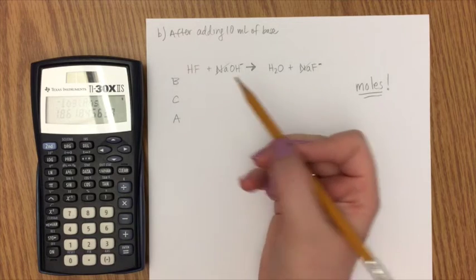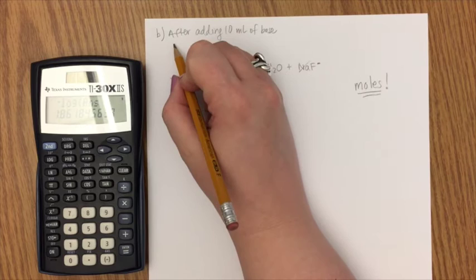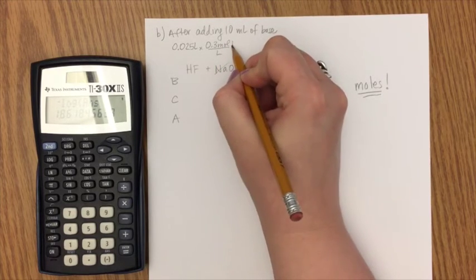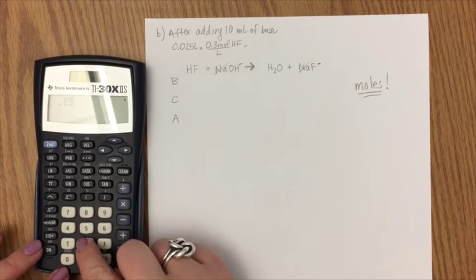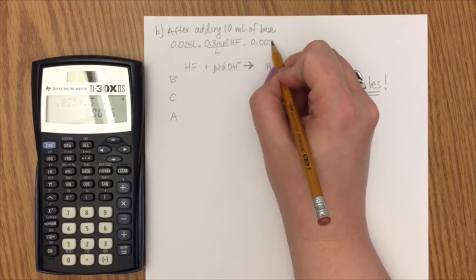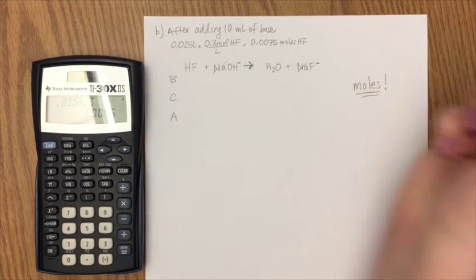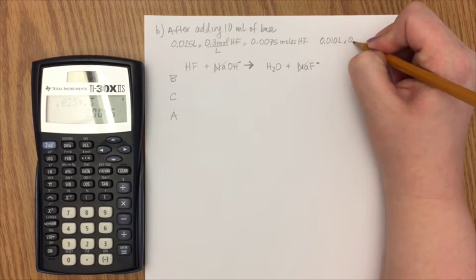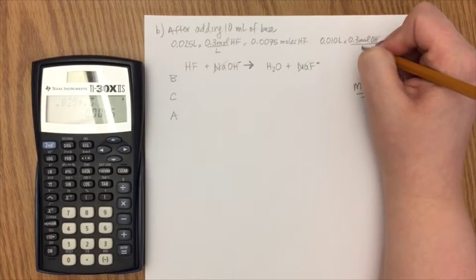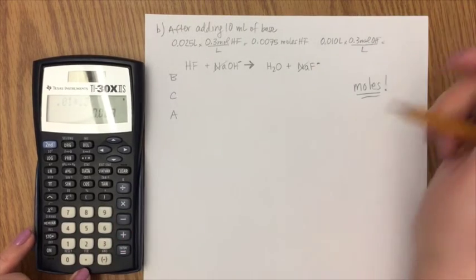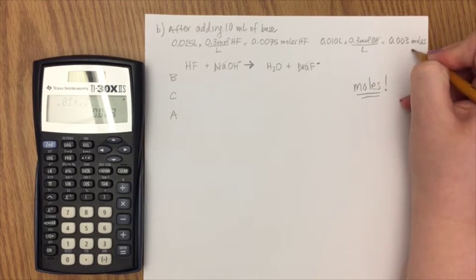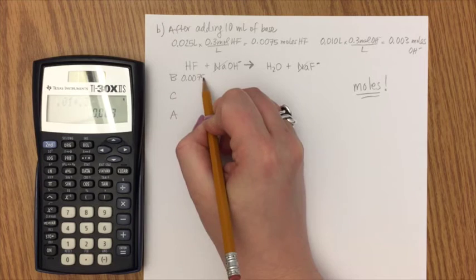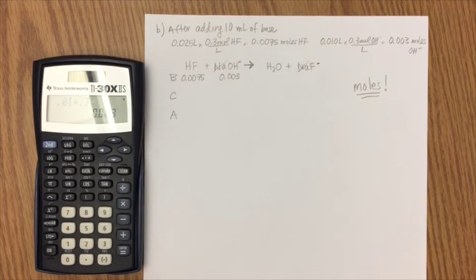So in order to begin, I need to figure out how many moles do I have of my HF. And they told me at the beginning I had 25 milliliters and that it was 0.3 molar. And so I get 0.0075 moles of HF. That's how much I have at the beginning. And now I've added 10 milliliters of base. It's also 0.3 molar. So I get 0.003 moles of OH minus that I'm adding. So that's what I'm going to start with at the beginning. 0.0075 moles here and 0.003 moles here with my hydroxide.